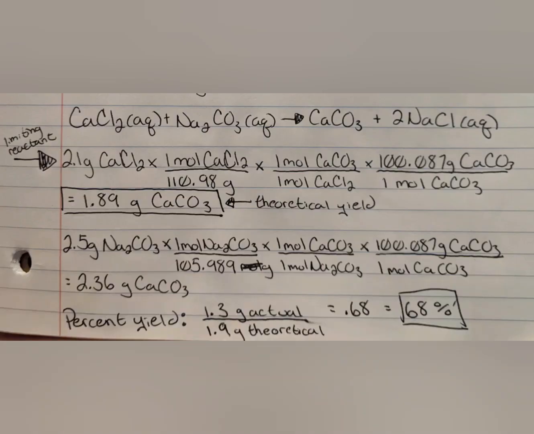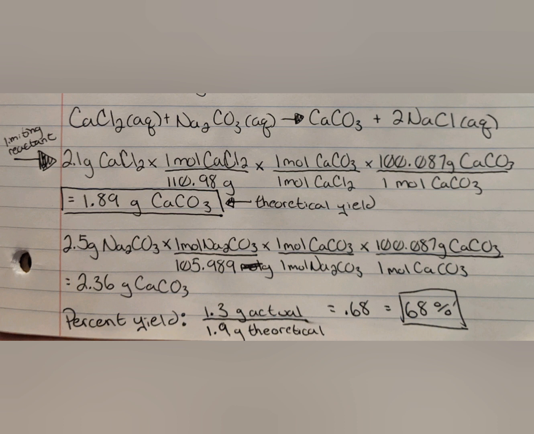Here we have the equation for the reaction, and this shows my process for finding the theoretical yield and the percent yield. So the first thing to do was to take the amount of calcium chloride and sodium carbonate that we used in the lab, which was for me 2.1 grams of calcium chloride and 2.5 grams of sodium carbonate, and use that to calculate the theoretical yield using both substances.